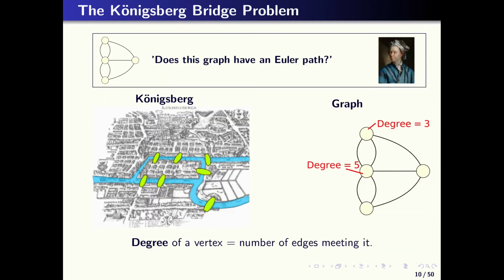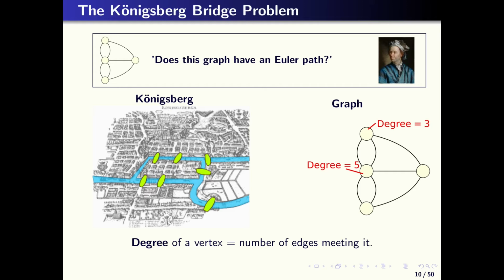And one more note about terminology, I'm going to have to talk about the degrees of vertices at certain times. The degree of a vertex is basically the number of edges that meet at it. So in this example here, the top vertex has degree 3, and you can see that the north bank of the city also has 3 bridges coming off of it. The middle island has degree 5, and so on.